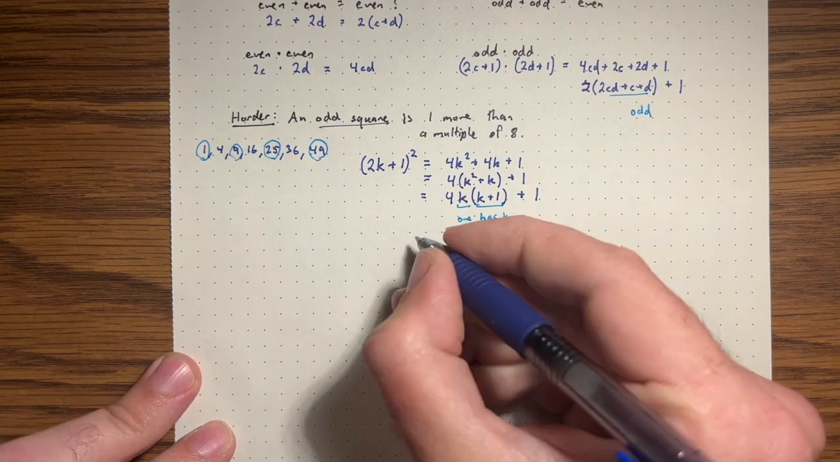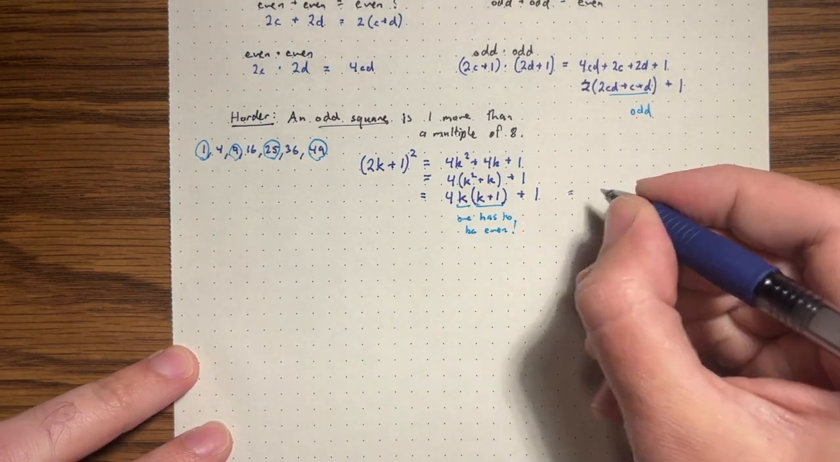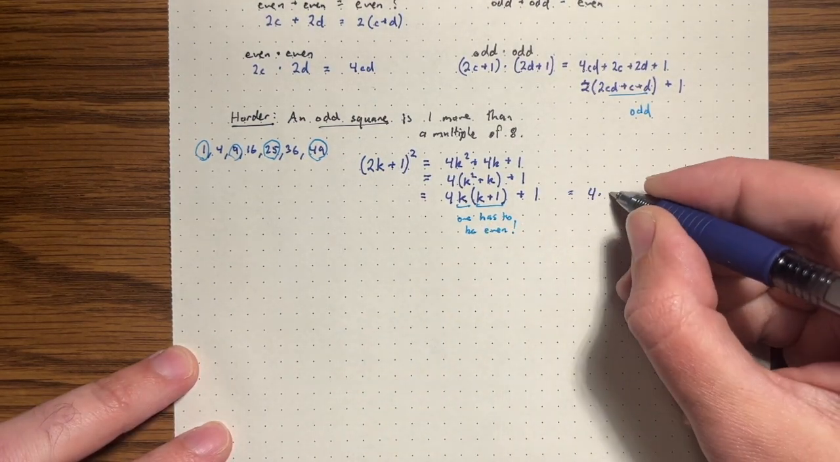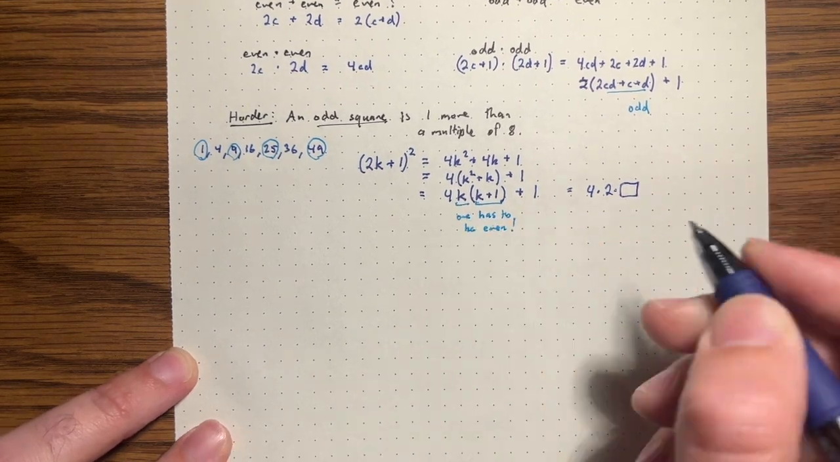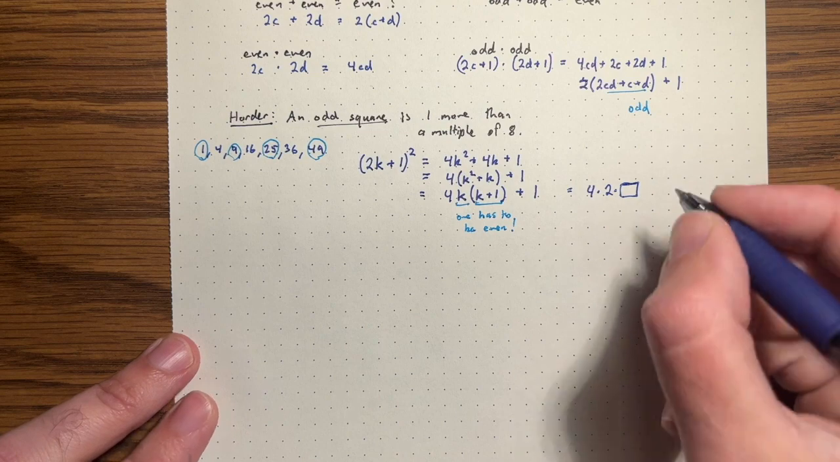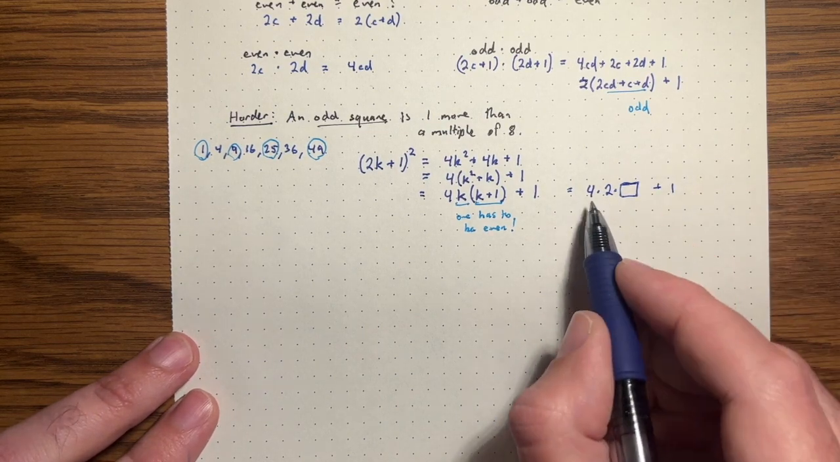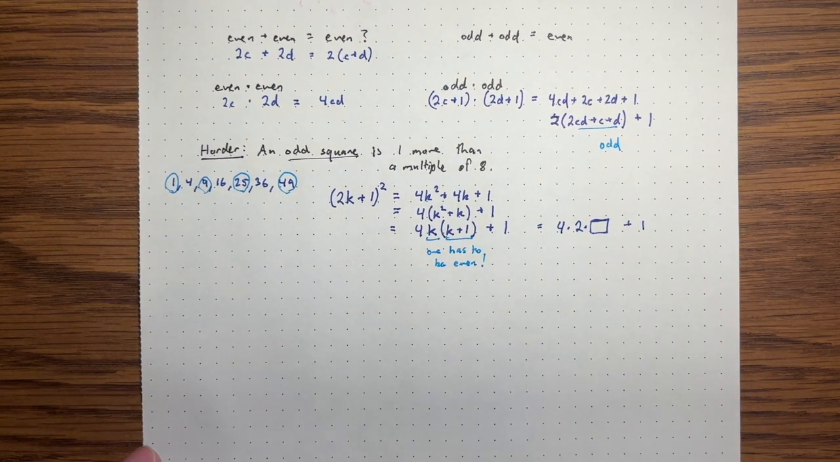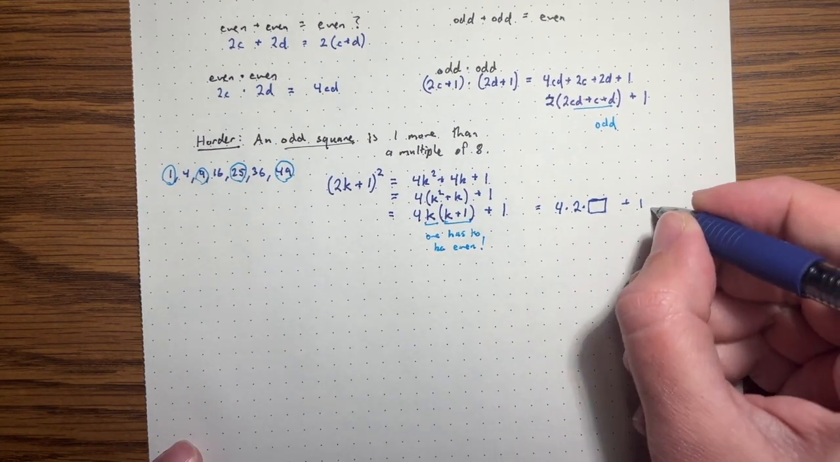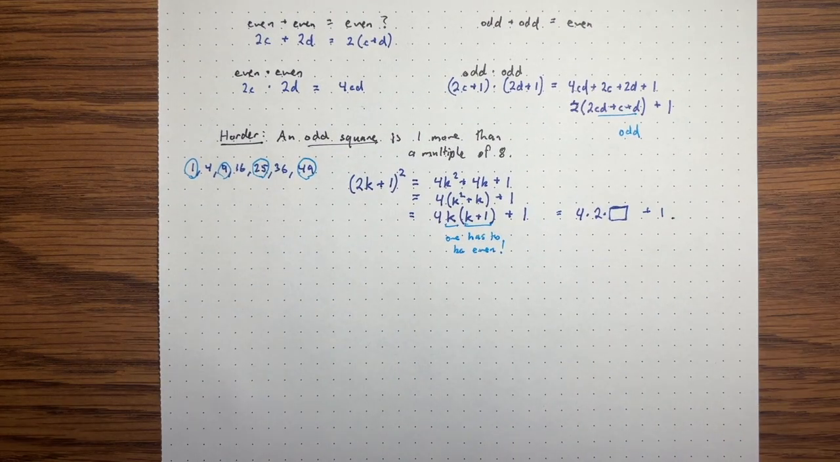So this is actually 4 times 2 times something, some integer, plus 1. So that's 8 times an integer plus 1. So we did it. We proved that any odd square is 1 more than a multiple of 8. So, rather interesting property of squares.